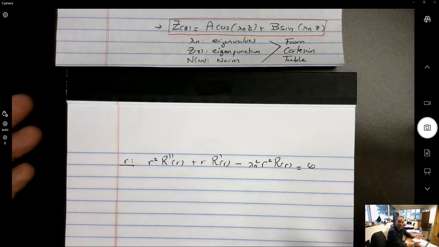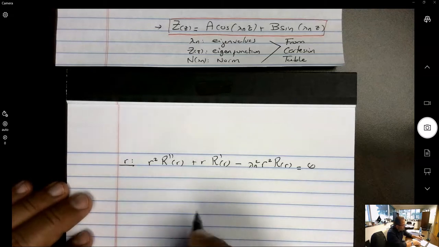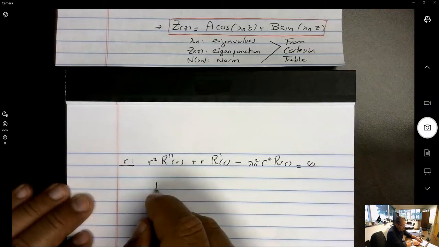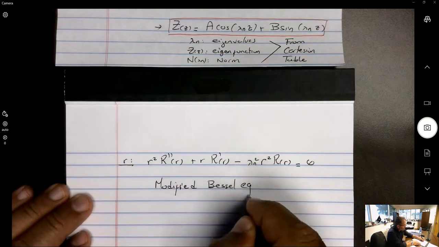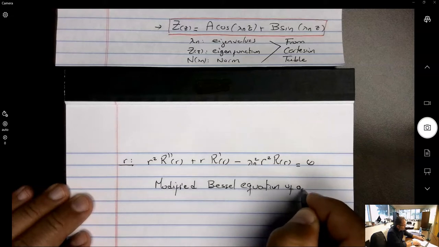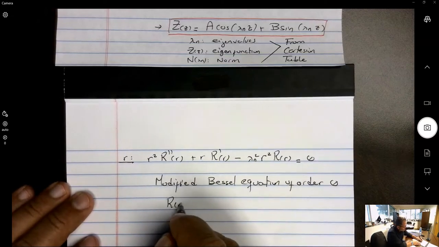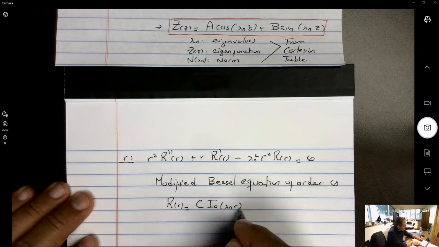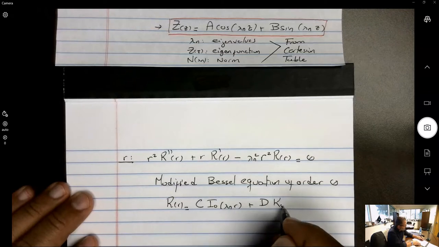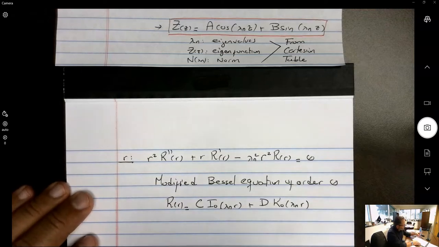This is some sort of a Bessel equation, but the minus sign indicates that this is the modified Bessel equation, whose solution is not oscillative. So this is the modified Bessel equation of order 0. For which we have R of R is some constant of integration C, the modified Bessel function of the first kind of order 0, plus D times the modified Bessel function of the second kind of order 0. That is a solution in the R direction.